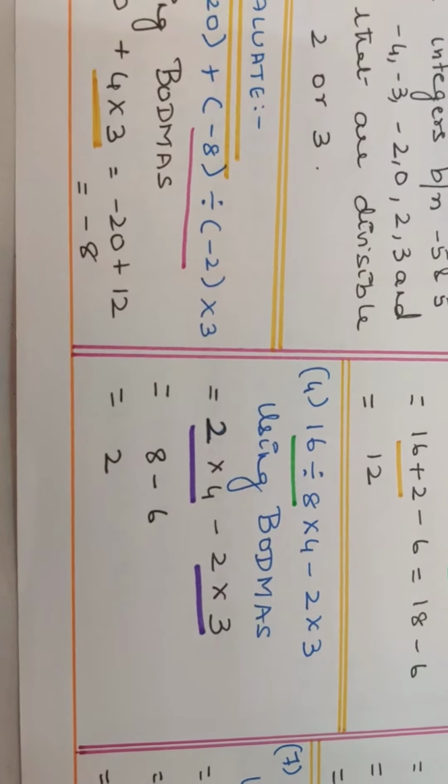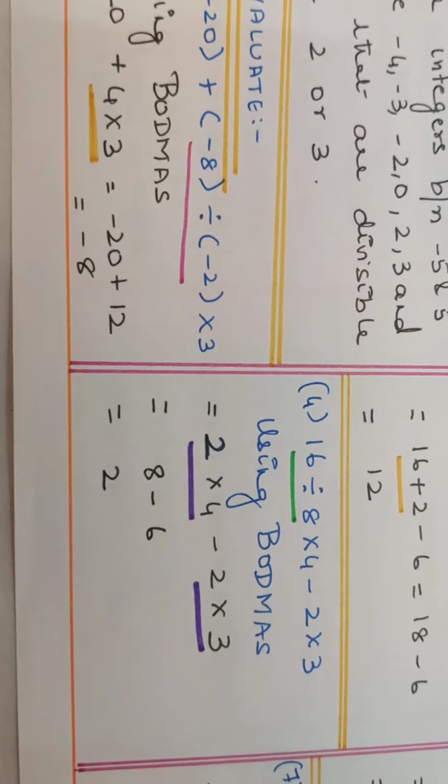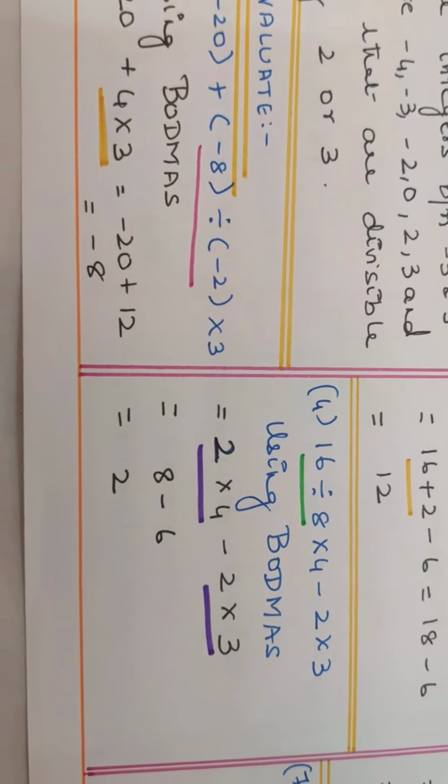Now you have two multiplication signs and we do the two multiplication operations. 2 into 4 is 8, 2 into 3 is 6. So the expression becomes 8 minus 6 and the answer is 2.